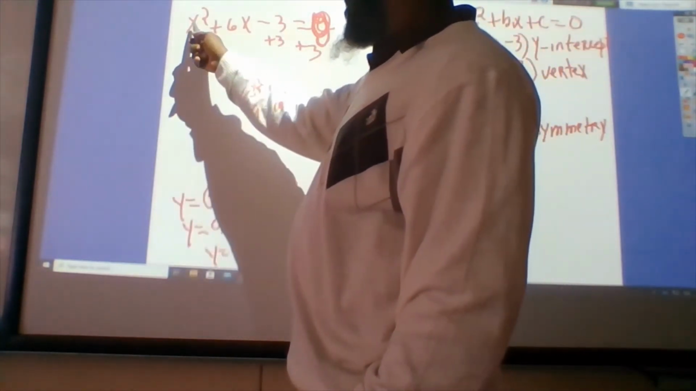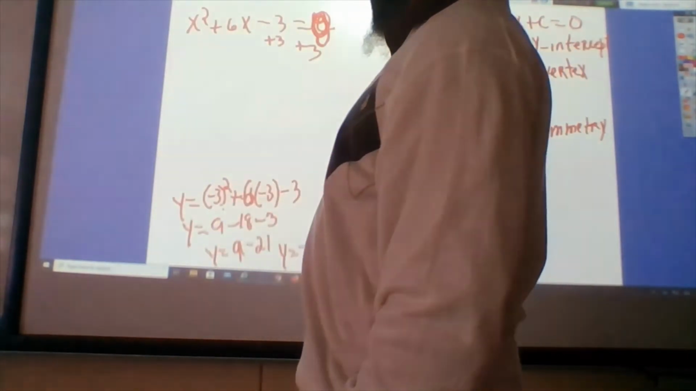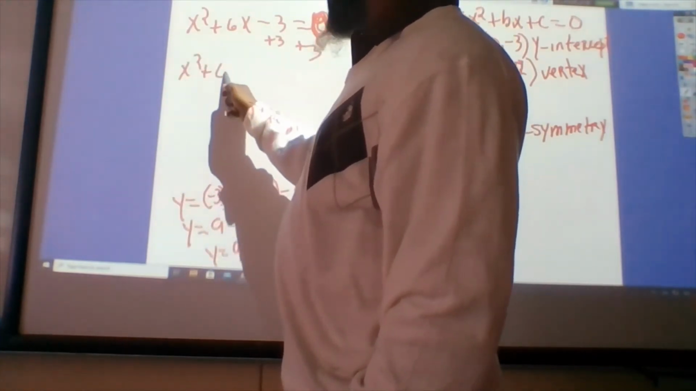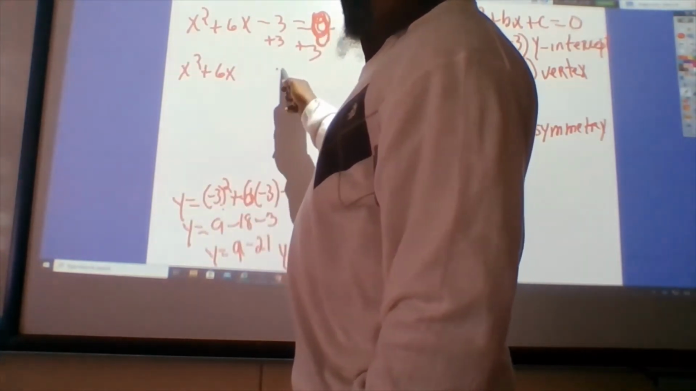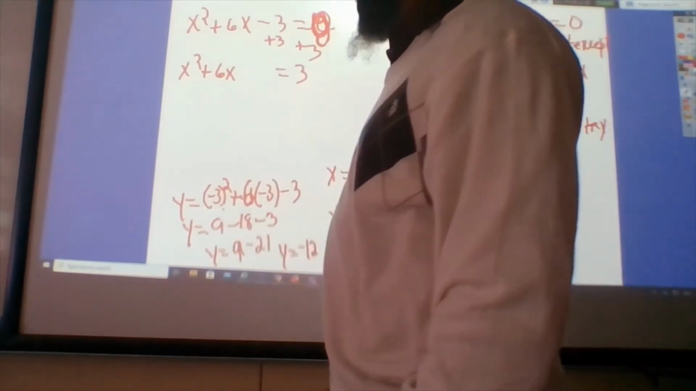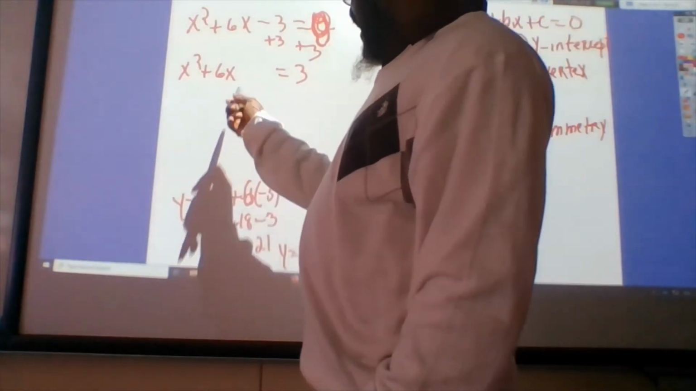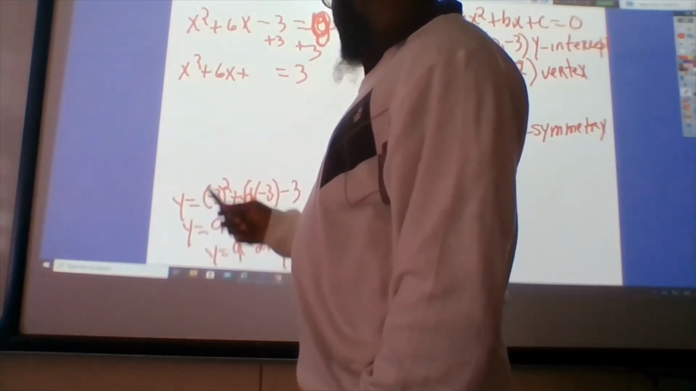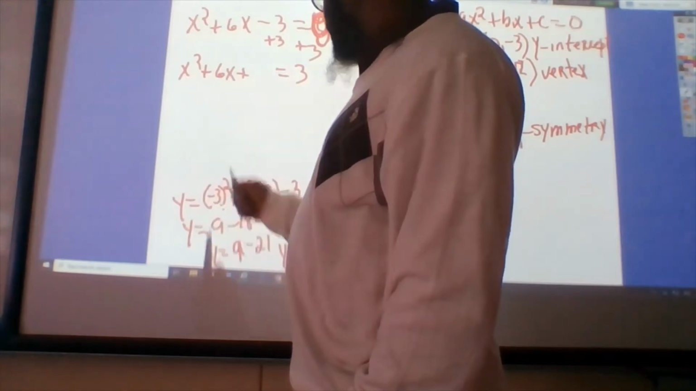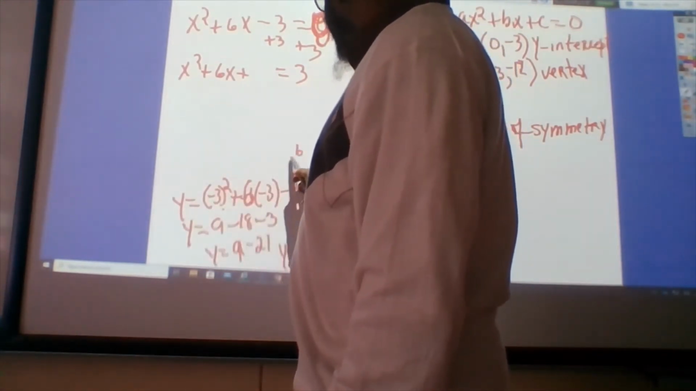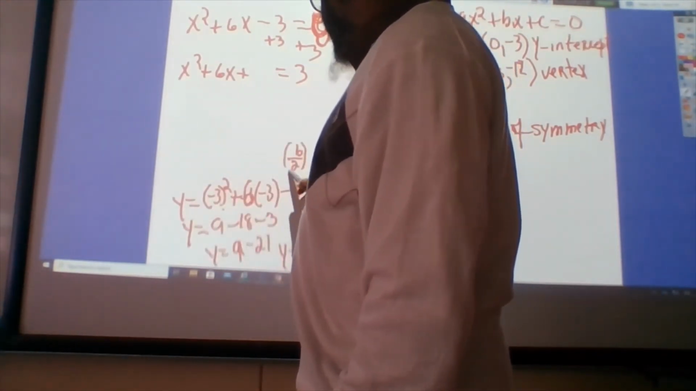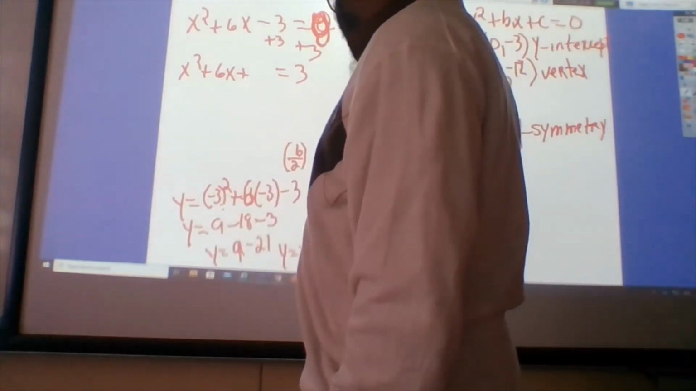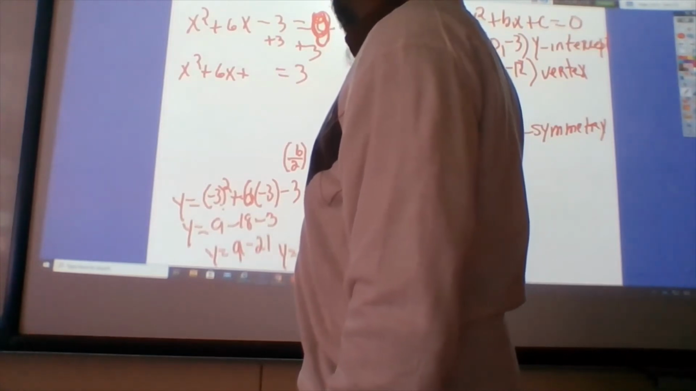Now, I need a new c here. So I'm going to complete this square. So this is my b term. You must take the b term, divide by 2, then square it. So if I take 6, I divide by 2, that will give me 3. Now I'm going to take that 3 and square it, so this is 3 squared. If I add 3 squared on this side, I have to add 3 squared on the other side.